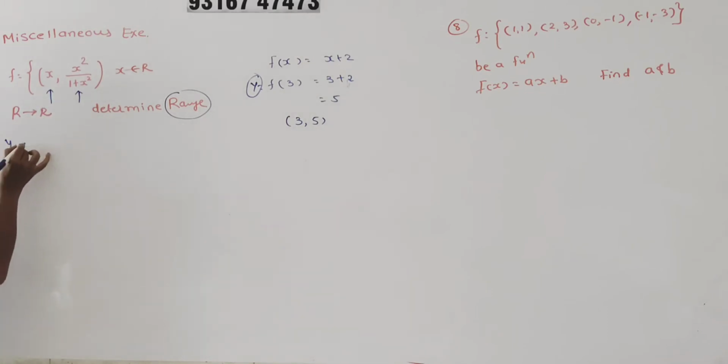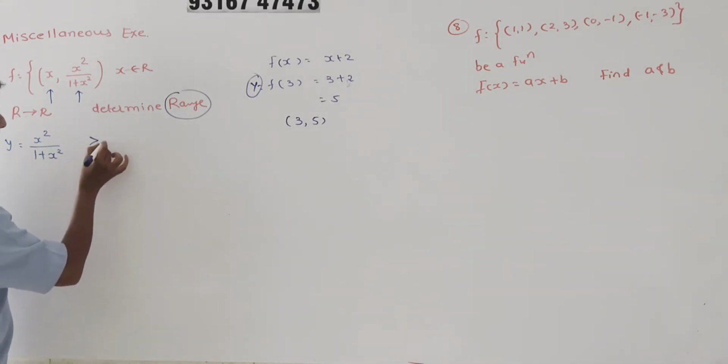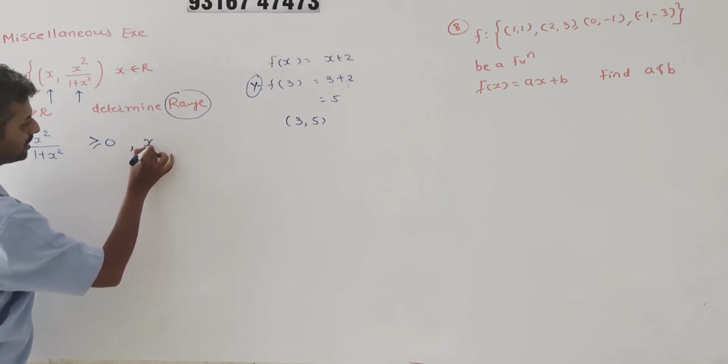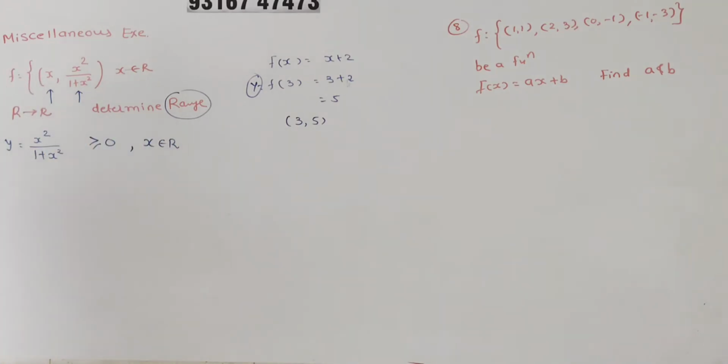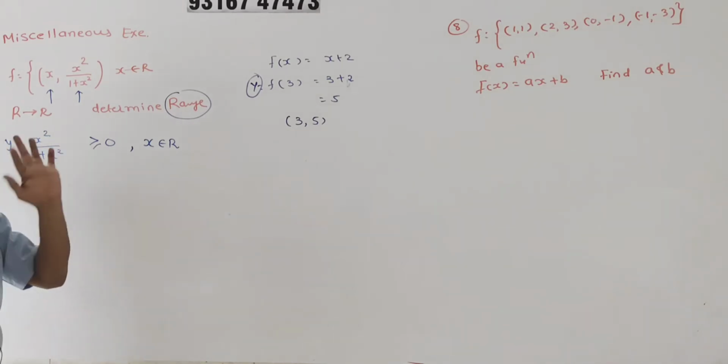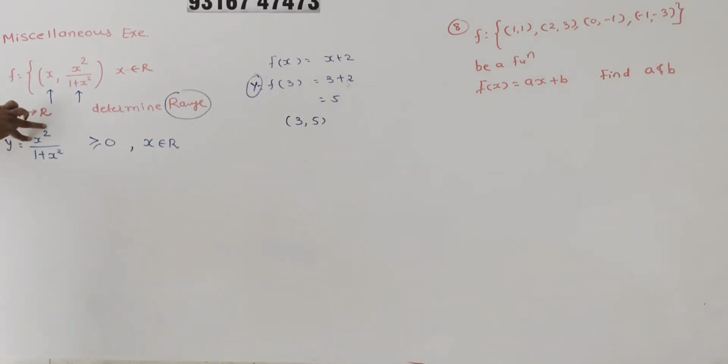So y is equal to x square upon 1 plus x square. This is positive: x square is positive, 1 is positive, and x square is again positive. So x square upon 1 plus x square is always greater than or equal to 0 because x belongs to R. If x is equal to 0, then this term will be 0. For minus 1 or minus 2 or minus 3, minus 2 square is 4, and 4 upon 5 is greater than 0, maybe smaller.